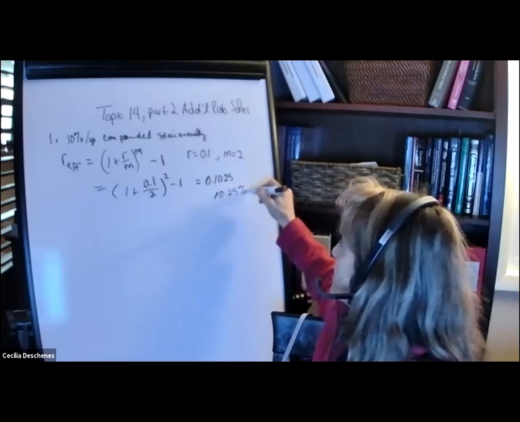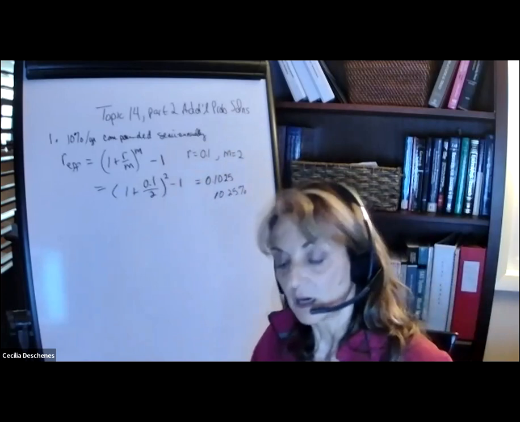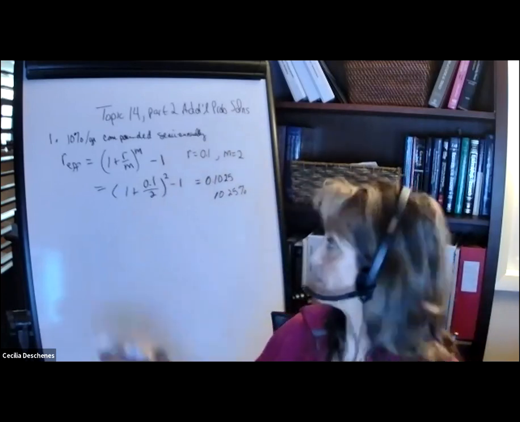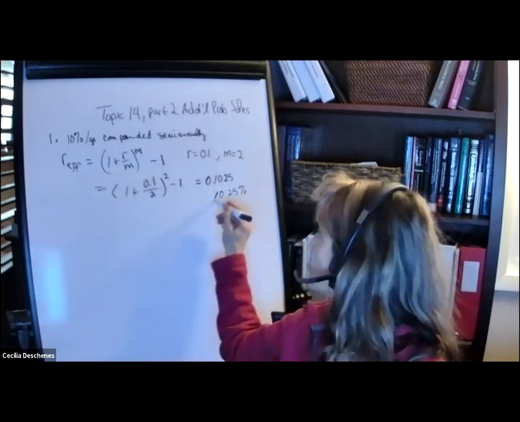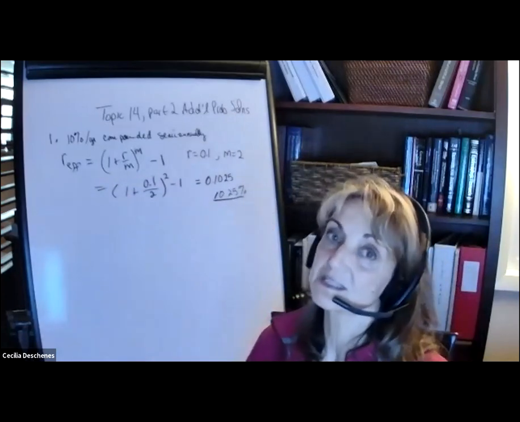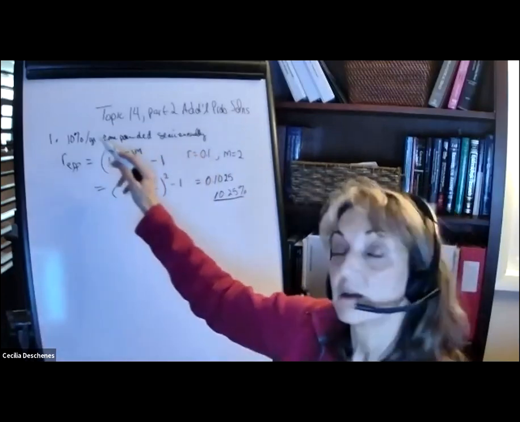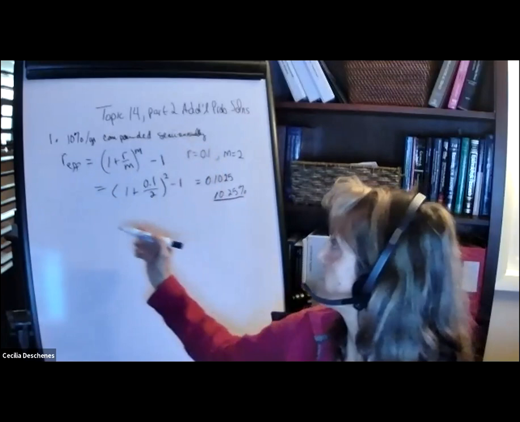And that makes sense because we know that compound interest is going to do better than simple interest. So this is the simple interest rate that would be needed to give us the same amount of compound interest if we had 10% compounded semi-annually.